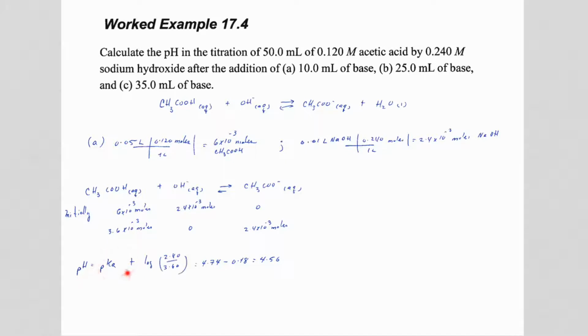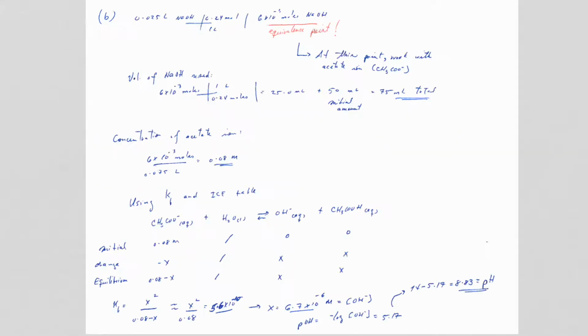I find the pKa, which if I have the Ka, which I do have, I can just convert, and then the logarithm of the ratio. That'll give me a pH of 4.56. Now in my second case, I've added 25 mL of sodium hydroxide, or 0.025 liters. That'll give me 6 times 10 to the minus 3 moles of sodium hydroxide. That's exactly the same amount of moles of acetic acid that I have, so that means that I've completely neutralized both species, so I've reached what we call the equivalence point.